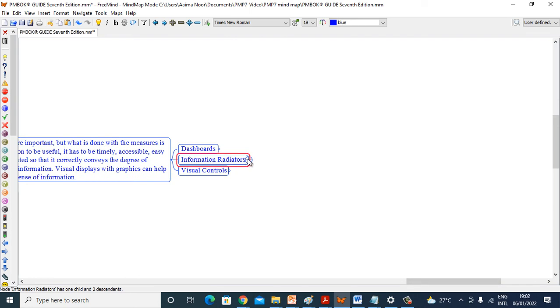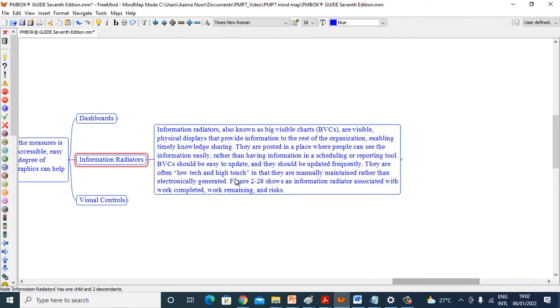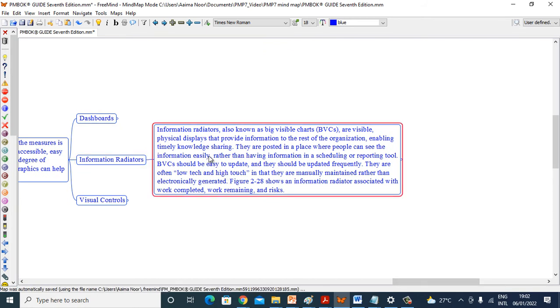Information radiators, also known as big visible charts, BVCs, are visible physical displays that provide information to the rest of the organization, enabling timely knowledge sharing. They are posted in a place where people can see the information easily, rather than having information in a scheduling or reporting tool. BVCs should be easy to update, and they should be updated frequently. They are often low-tech and high-touch, in that they are manually maintained rather than electronically generated. Figure 2-28 shows an information radiator associated with the work completed, work remaining, and risk.